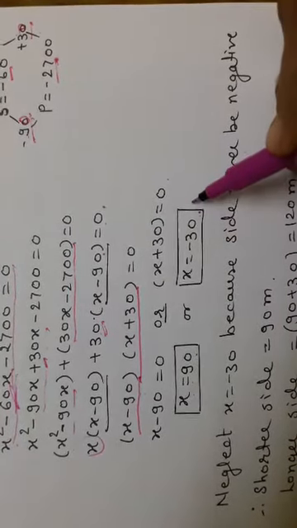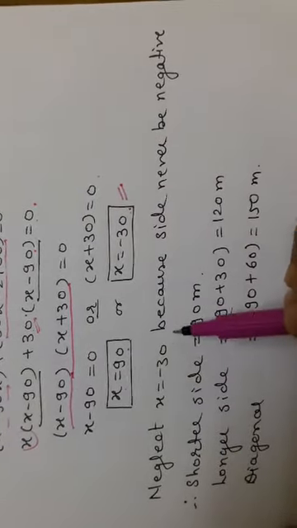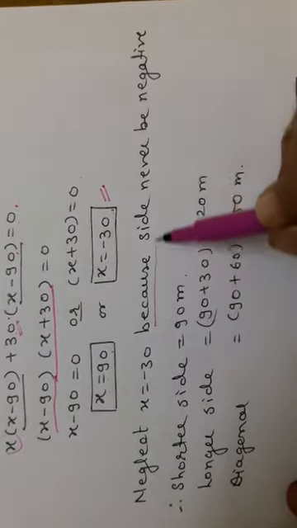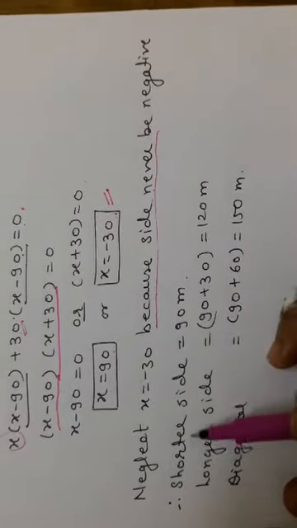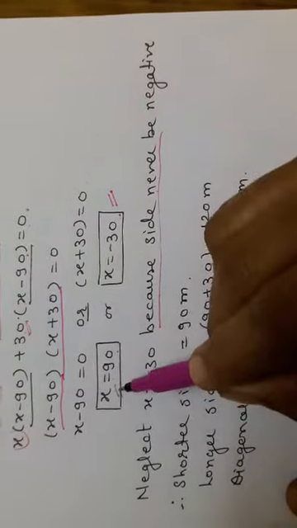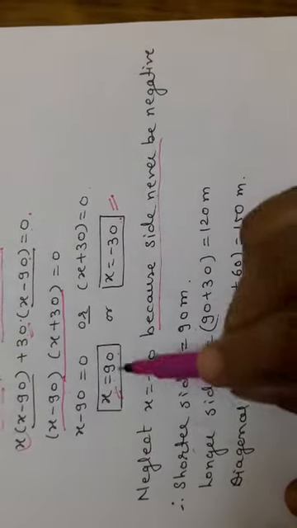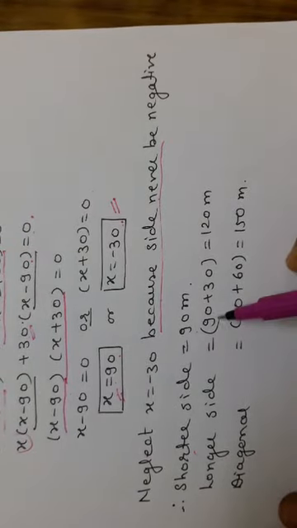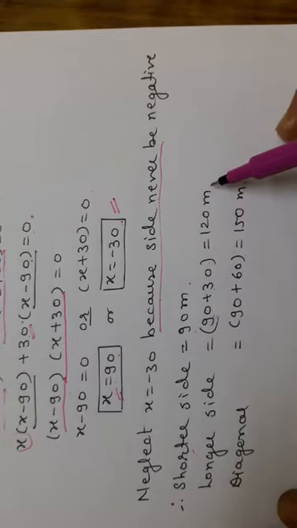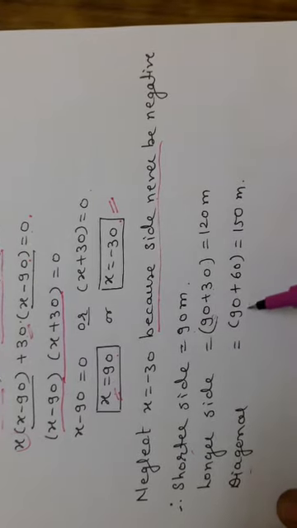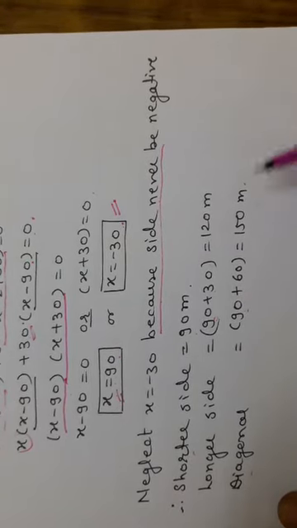But you know very well that a side can never be negative. So we will neglect x is equal to minus 30. Why? The reason we have to give is that a side can never be negative. So we had considered x as the shorter side. So the shorter side is equal to 90. What is the longer side? x plus 30 means 90 plus 30, which is 120 meters. And what is the diagonal? x plus 60 means 90 plus 60, which is equal to 150 meters.